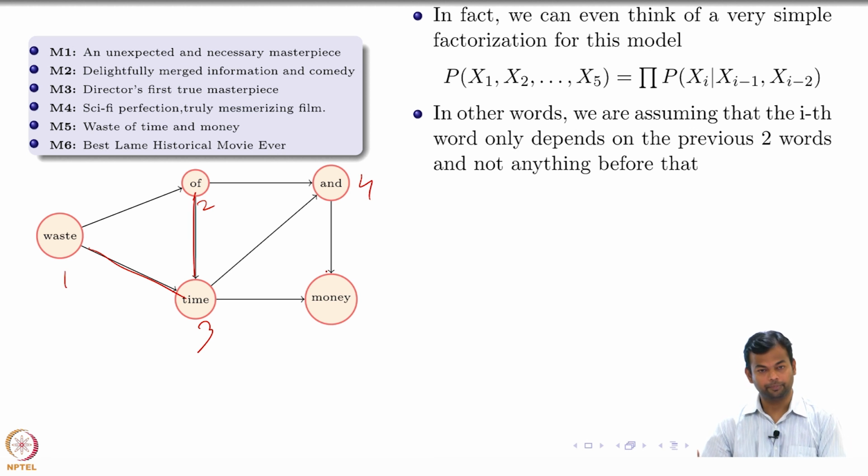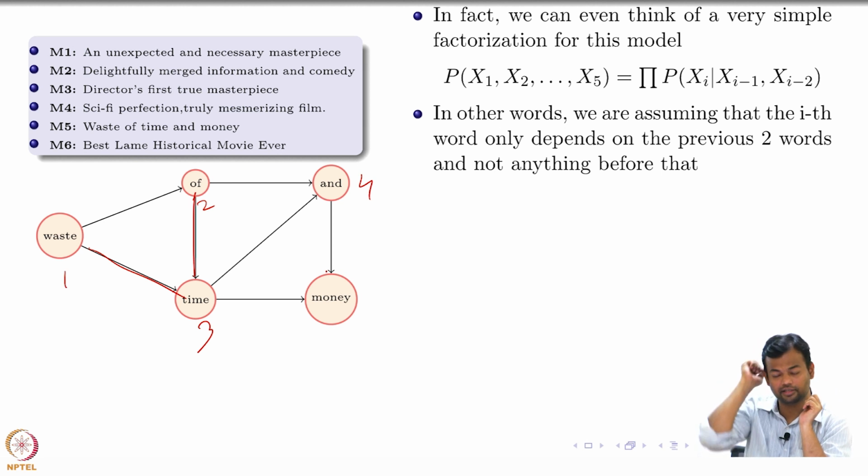This is a natural factorization, because even if you think about your own texting or typing, once you know the last 2 words, you pretty much can predict what the next word is going to be. Or maybe if you know the last 3 words, you can largely predict what the next word is going to be. So this is not a very unrealistic graphical model. So what are the factors of this joint distribution? How many factors does it have? 5.